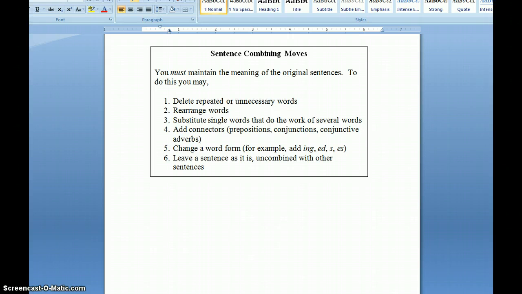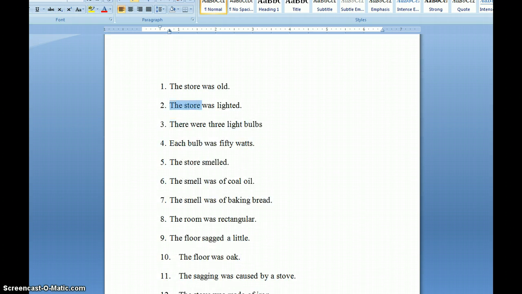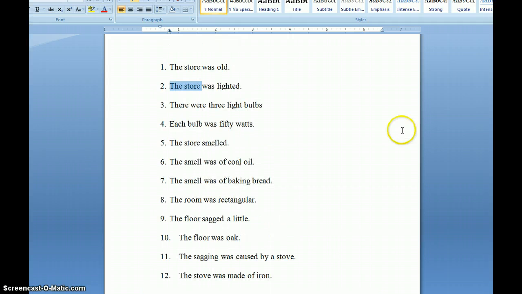Number 4, you can add connectors, so coordinating conjunctions or prepositions. Number 5, you can change a word form. For example, add ing to the end of the word. Or number 6, you can leave a sentence as it is, uncombined. So now get out a sheet of paper and write down these 12 sentences.